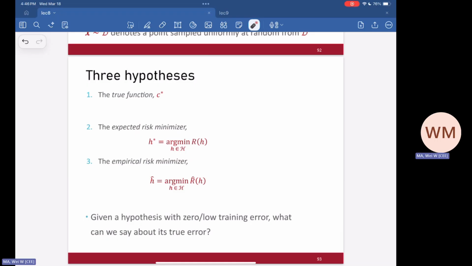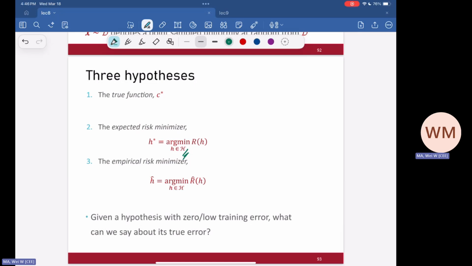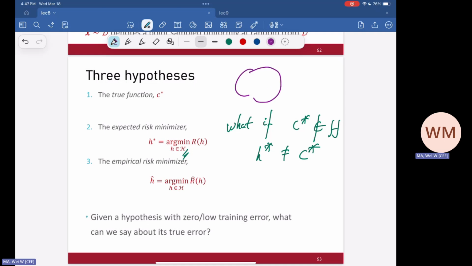Okay, so this is the whole idea of analyzing a machine learning algorithm. Essentially, how can we make H star equal to C star? It's related to this: you are finding the minimization from a set. What if C star was not in H? In that case, H star will definitely be different from C star. You think of H something like this, and your C star is here. Maybe you just find H star here. Okay, so there is a gap.